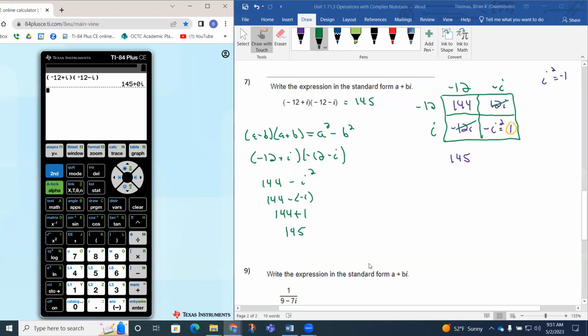That's always a little confusing for me. So to me, I would just leave it as 145, but it does say both parts. So experiment and see which one MyLab likes there.